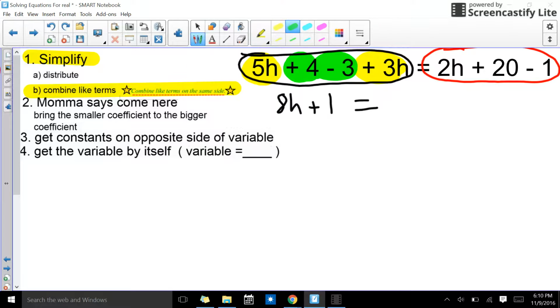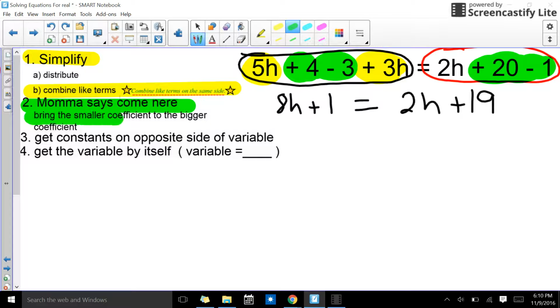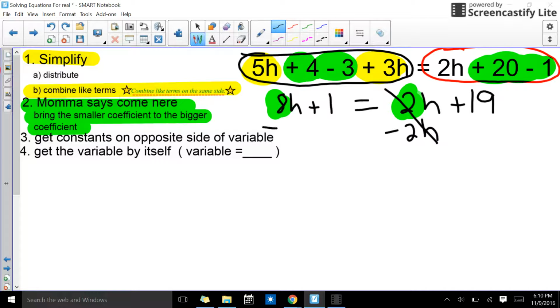So I have positive 20 minus 1. I'm going to go ahead and bring down my 2h. 20 minus 1 is going to be 19. So plus 19. That's step 1. Step 2, yes, I like highlighting things, so it makes it pretty. Step 2, Mama says come here. Here are my coefficients. Of those two coefficients, 2 is the smallest. So I'm going to subtract 2h, subtract 2h. Okay? So that's all of step 2.